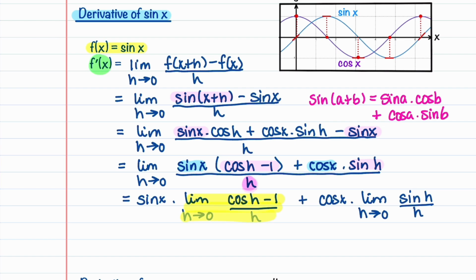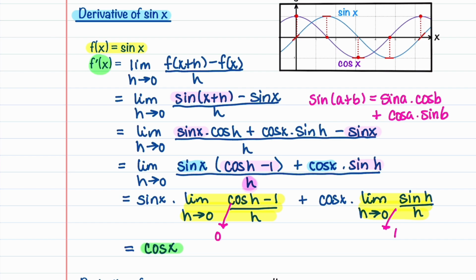This limit we know, and that limit is equal to 0. And then the other limit that we know is this limit right here, and that limit is equal to 1. So the derivative of sine x is just cosine x.